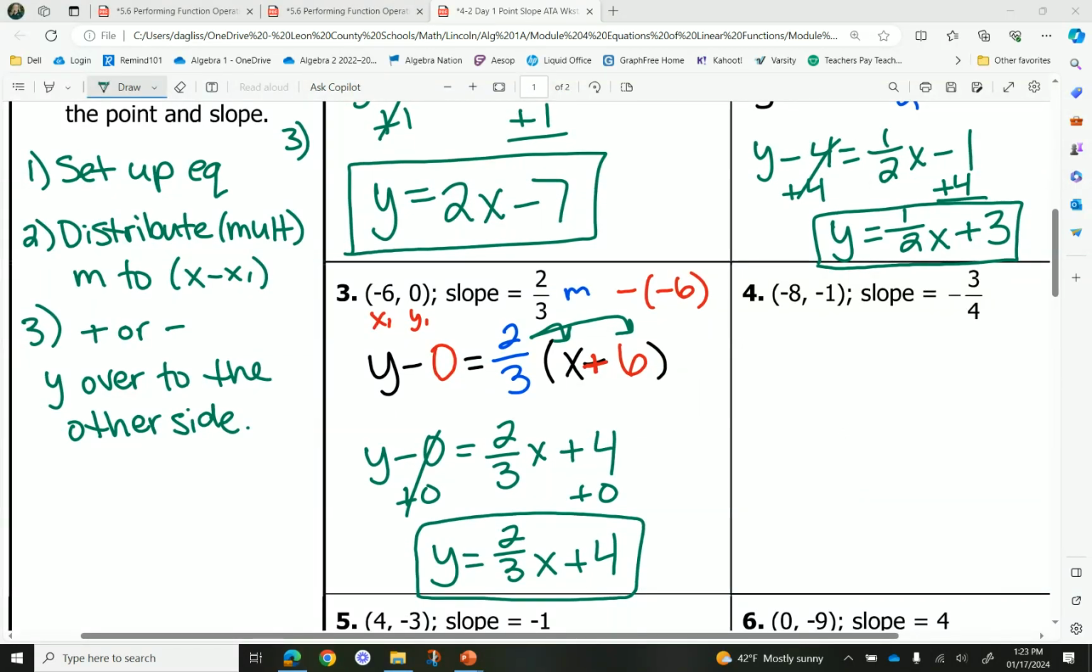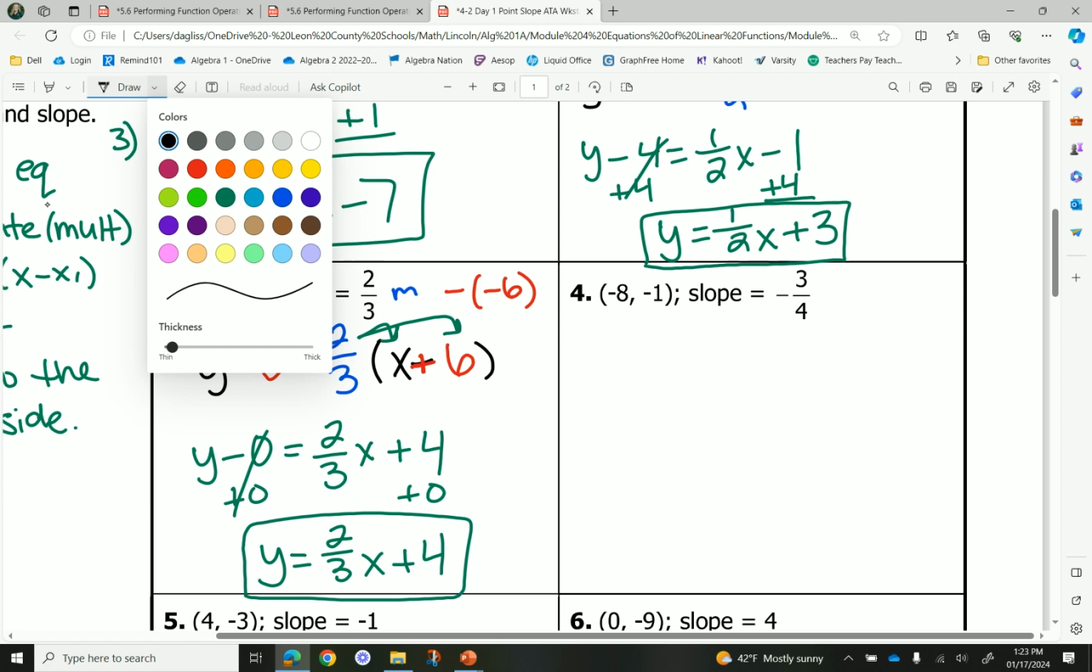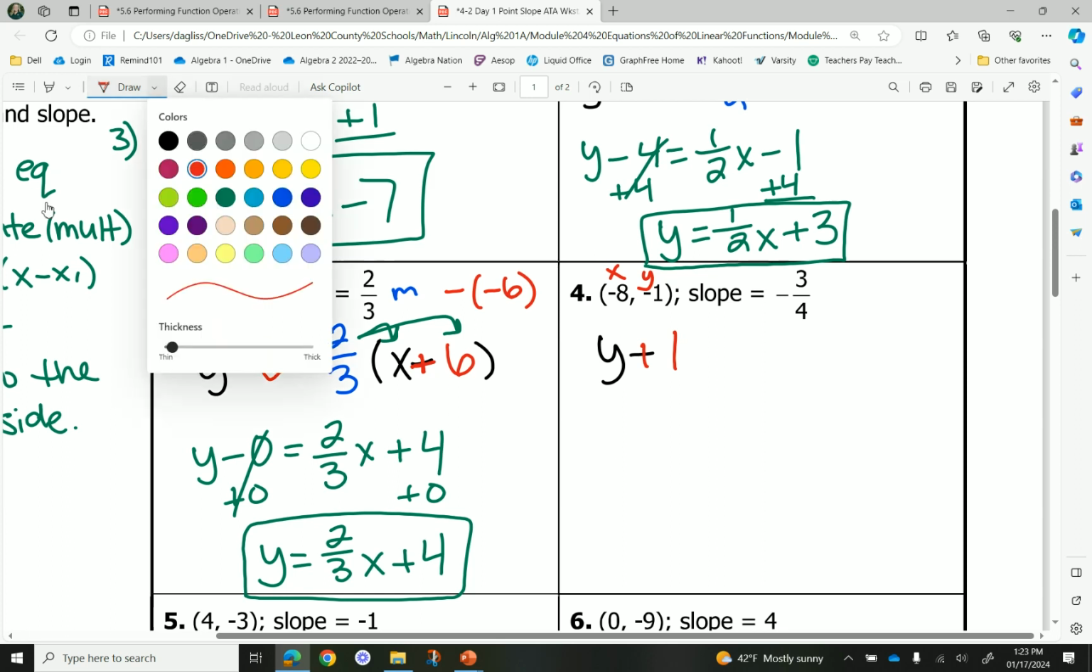All right. Ready for number 4? Tell me how to set it up. Y minus y1 equals the sign. Y minus negative. Wait, y minus 8. Hold on, it's gonna be plus 8. Remember, this is the x plus 8 and this is the y. Plus 1. Oh, plus negative 1, because we brought in another negative. Minus negative 1. There you go. Equals negative 3/4.